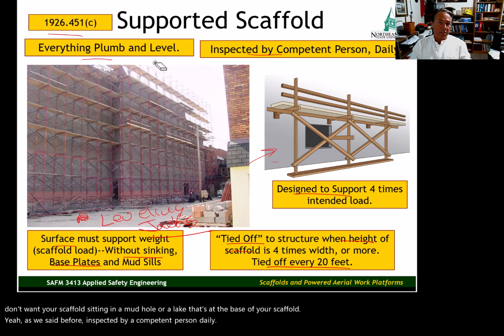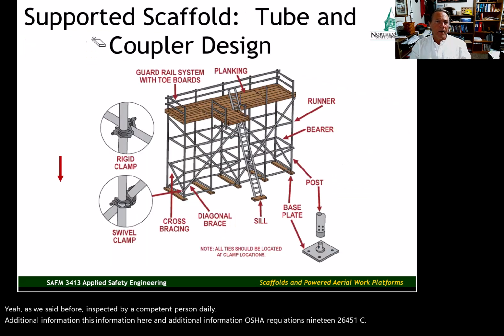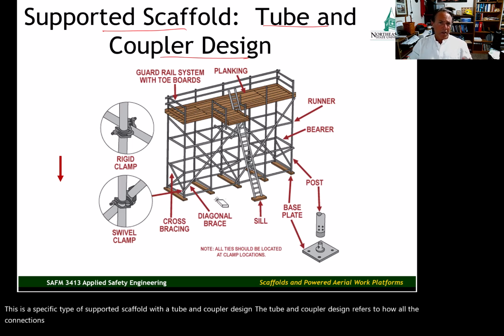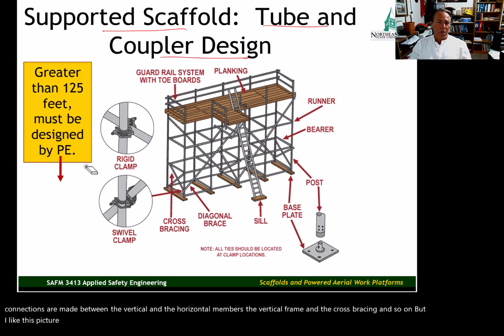Additional information, OSHA Regulations 1926.451(c). This is a specific type of supported scaffold with a tube and coupler design. The tube and coupler design refers to how all the connections are made between the vertical and the horizontal members, the vertical frame and the cross bracing and so on. But I like this picture because it shows the different components, and it has the different components labeled.